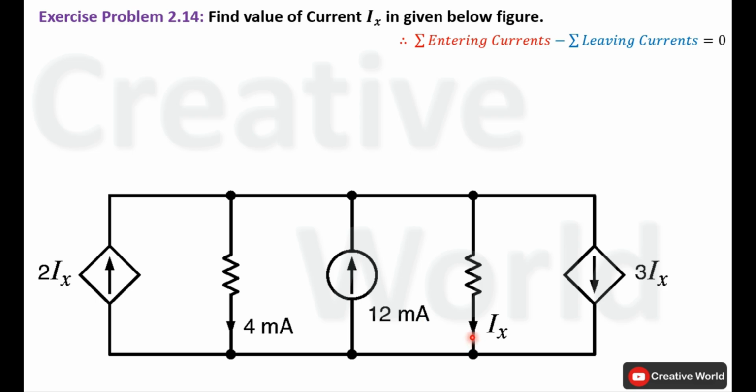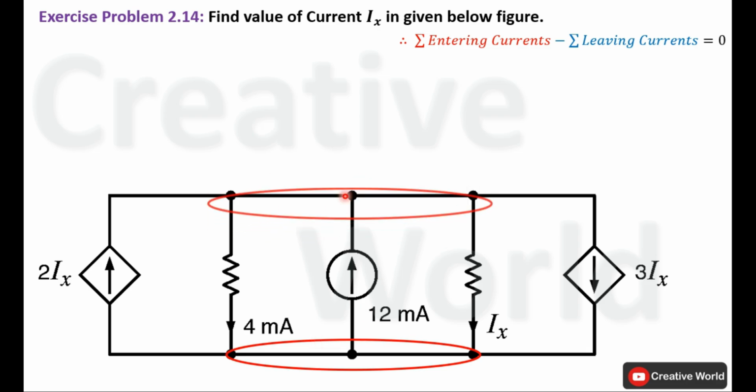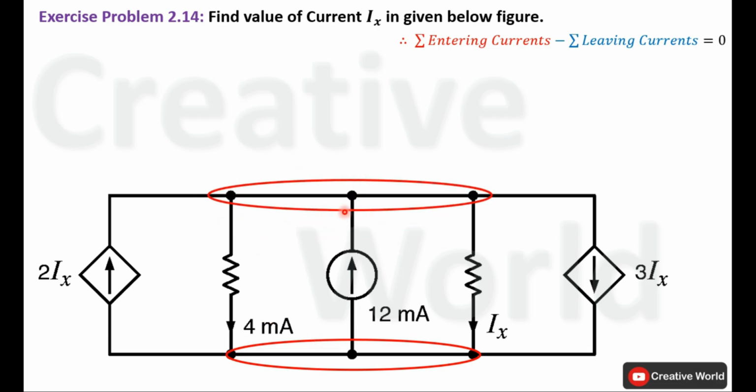In this circuit we only have two nodes. One is the reference or ground node, and the other node is our node of concern. Entering and leaving currents on this node will be taken with reference to the ground node. So we will apply Kirchhoff's current law on this node. Write the Kirchhoff's current law equation for this node.